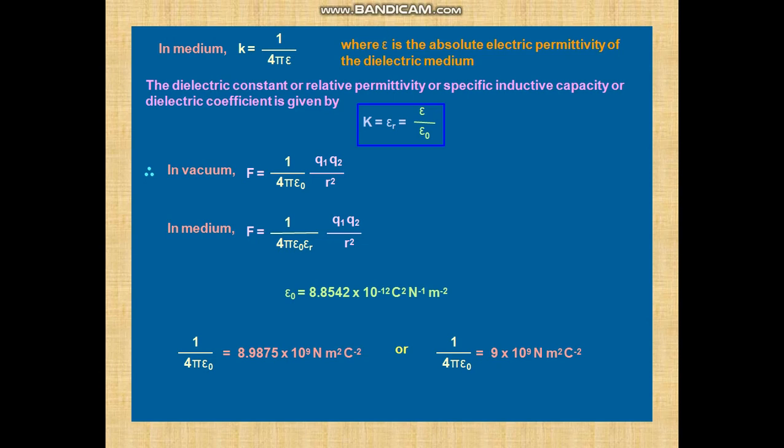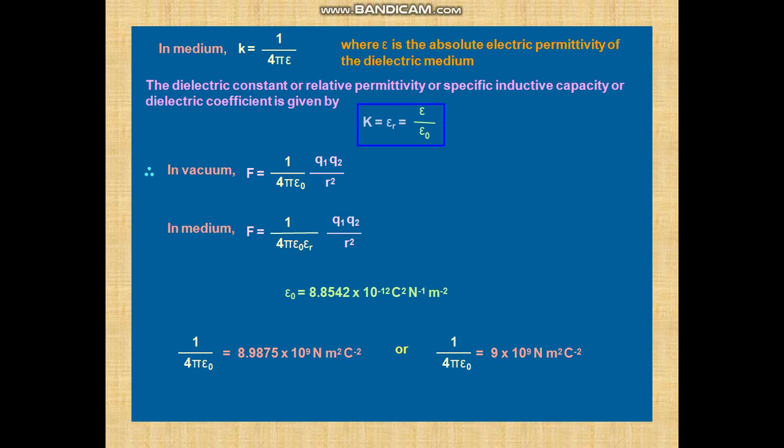So the formula in vacuum for force equals 1 upon 4 pi epsilon naught Q1 Q2 upon r square, and in a medium except 3 media, which ones? Air, vacuum or free space. Except these 3 media, if any other medium is there, then the formula will be F equals 1 upon 4 pi epsilon naught epsilon r Q1 Q2 upon r square.